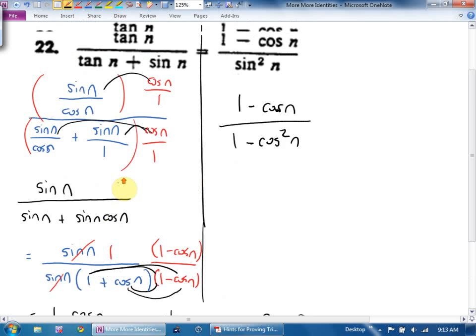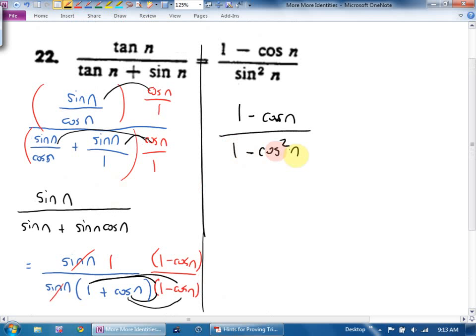However, this factors. How many terms are there in the bottom? 2. Minus sign? Is the first term a perfect square? Is the second term a perfect square? This is actually a difference of squares. This is actually 1 minus cos n all over 1 minus cos, 1 plus cos.